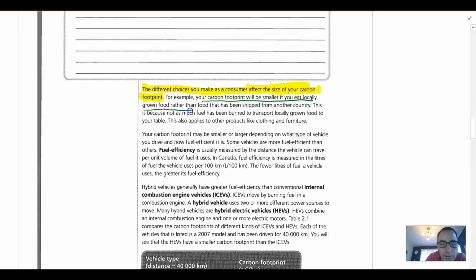So going to the farmer's market or growers markets on Saturdays, or on Wednesdays during the summer, but Saturdays all throughout the year, buy local. This is because not as much fuel has been burnt to transport locally grown food to your table. This also applies to other products like clothing and furniture. So the more we can buy local, the smaller our footprint is.